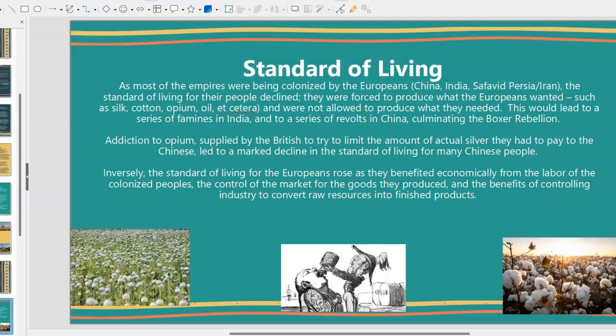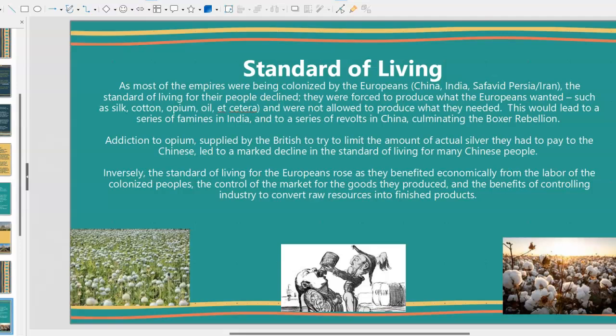Standard of living, as most of the empires were being colonized by the Europeans, the standard of living for these people declined, of course. And we see examples of that throughout your textbook, Harari, Frankopan, the Ottoman Empire video, all of these. That Imawar piece talking about guano, I mean, good Lord, it was horrific to produce.